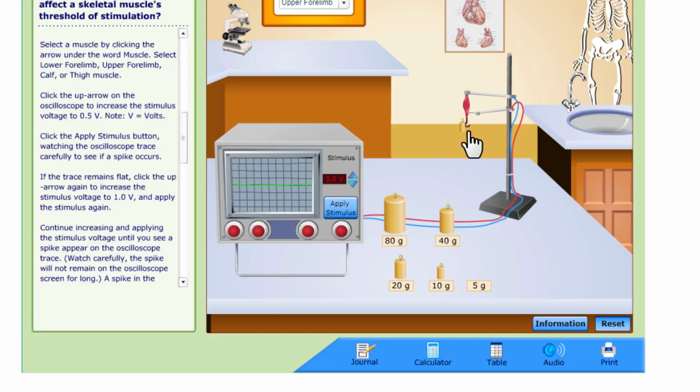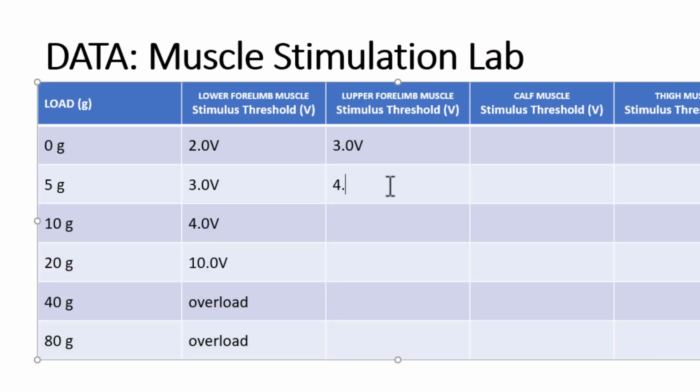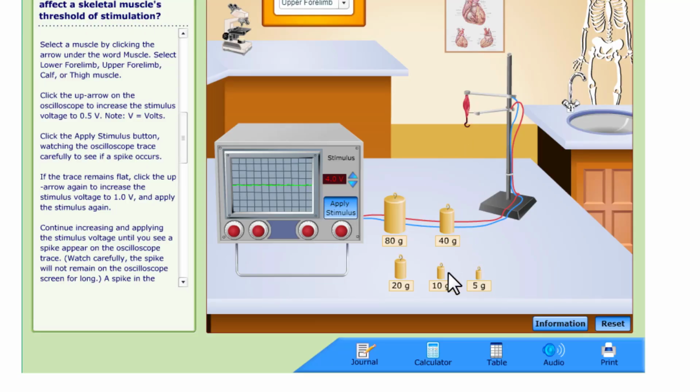Let's repeat this experiment using the 5-gram weight. We will continue increasing the stimulus in order to find the minimum stimulus needed to elicit the muscle twitch. We find with the 5-gram load, we need a minimum of 4 volts in order to elicit the muscle twitch. Let's remove the 5-gram weight and add the 10-gram weight to our muscle. We'll continue applying the stimulus at stronger and stronger volts to find our threshold. The threshold for this muscle with the 10-gram load is 5.